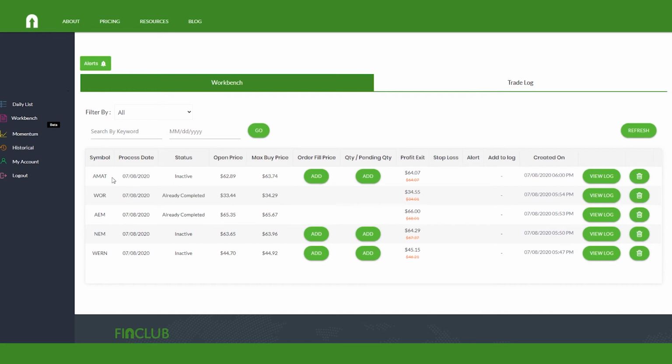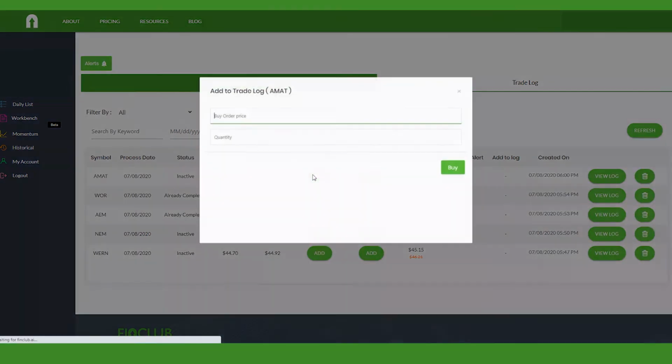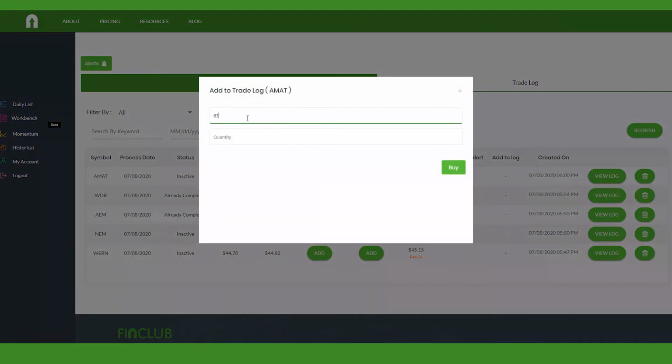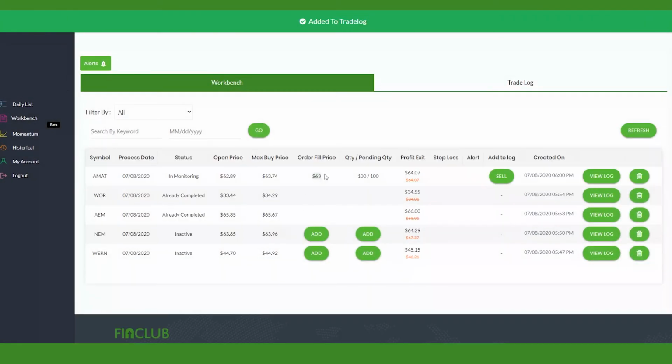So let's say that we did buy AMAT and the open price was $62.89, max buy price $63.74. Let's just say that we bought it at 63. So order fill price 63, and we bought 100 shares. Buy. So now our order fill price is at 63, and we have 100 shares on each, right? And it says it's now in monitoring.